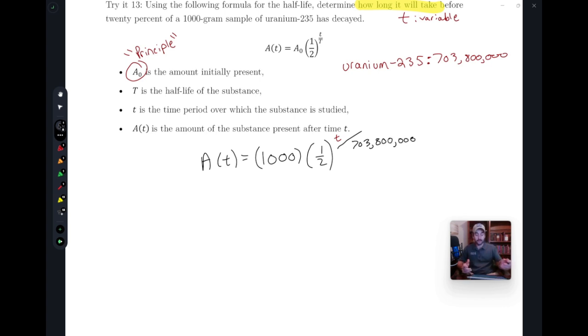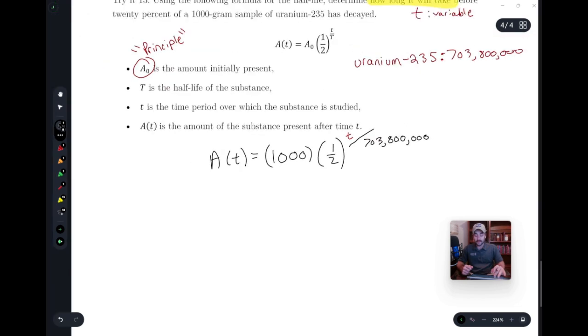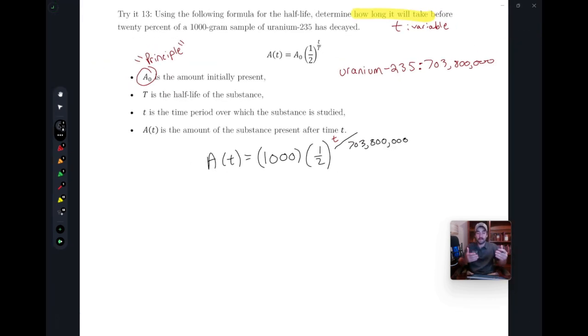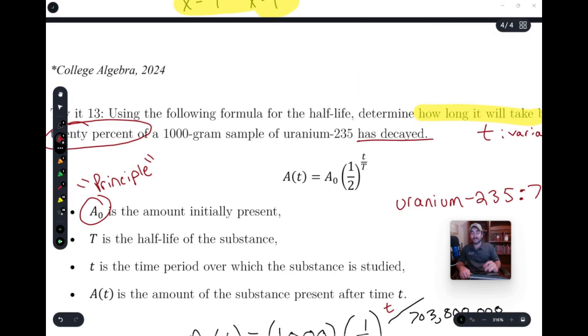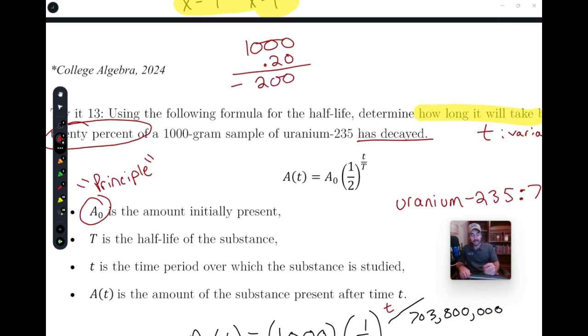So we've got ourselves a formula, and we have 2 variables. So a question we need to ask ourselves is, how much do we want left? Well, the problem gave us that. It said we want to watch 20% decay. How long will it take before 20% has decayed? And if 20% of 1,000 grams has decayed, how many grams are left? This is a percentage problem from back in the day. If you want 20% of 1,000, you multiply 0.20 by 1,000, and you get 200. That's how much is decayed. So you get 200 decayed.